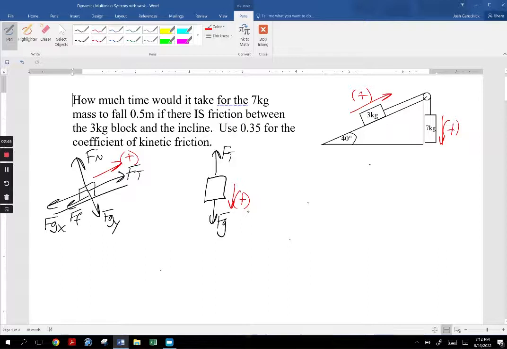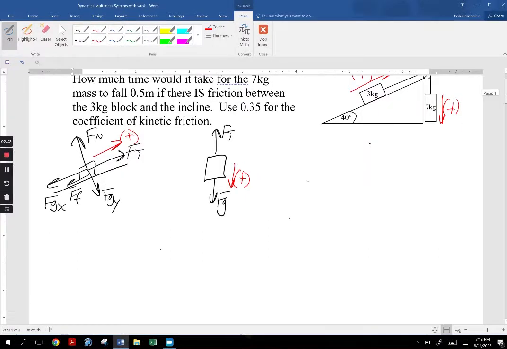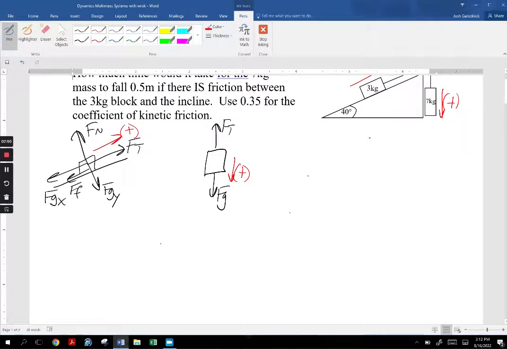As you know, with dynamics problems, they usually involve free body diagrams, some of the forces in x, some of the forces in y, and perhaps some kinematics. So let's do that.